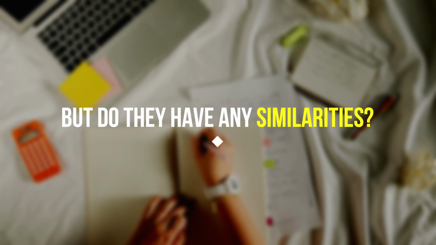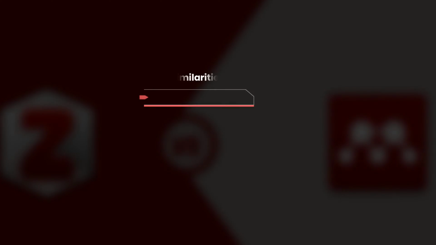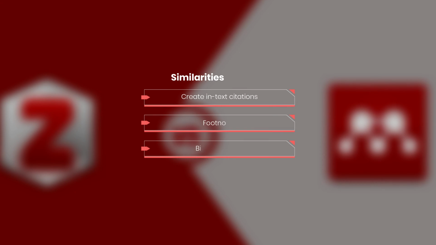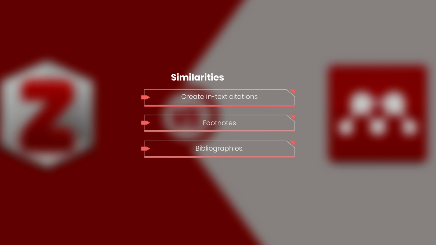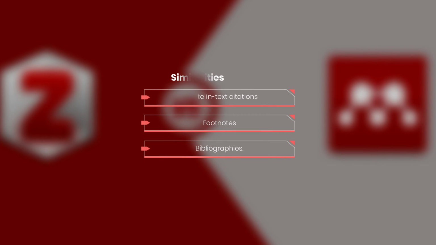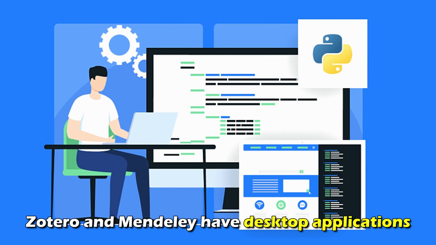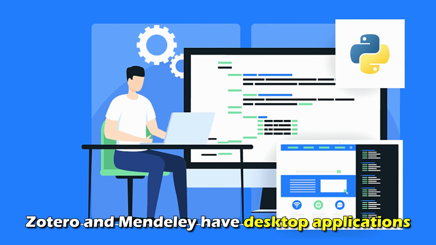But do they have any similarities? Yes. Zotero and Mendeley both create in-text citations, footnotes, and bibliographies. Researchers can use it to meet basic research needs. Additionally, Zotero and Mendeley have desktop applications.